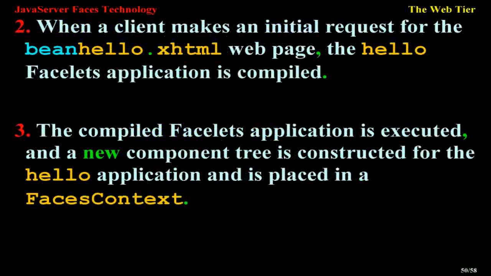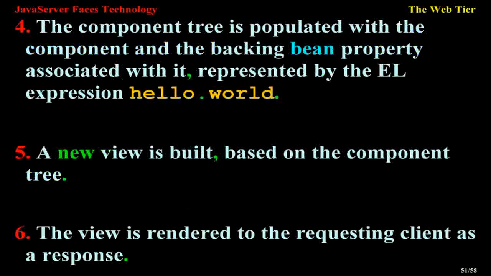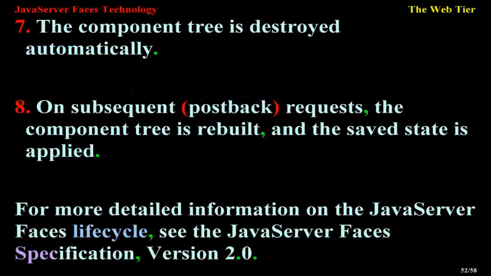When a client makes an initial request for the beanhello.xhtml web page, the Hello Facelets application is compiled. The compiled Facelets application is executed, and a new component tree is constructed for the Hello application and is placed in a Faces context. The component tree is populated with the component and the backing bean property associated with it, represented by the EL expression hello.World. A new view is built, based on the component tree. The view is rendered to the requesting client as a response. The component tree is destroyed automatically. On subsequent postback requests, the component tree is rebuilt, and the saved state is applied.